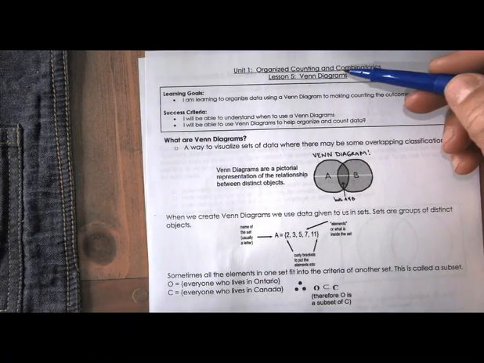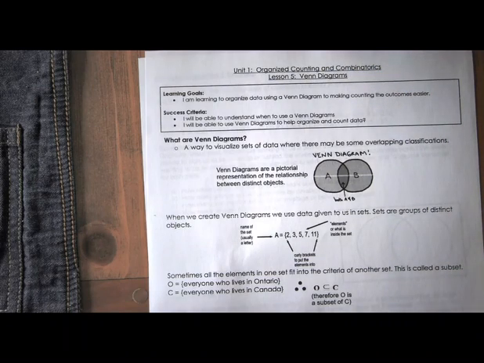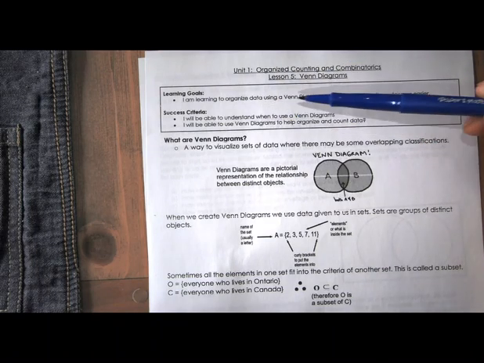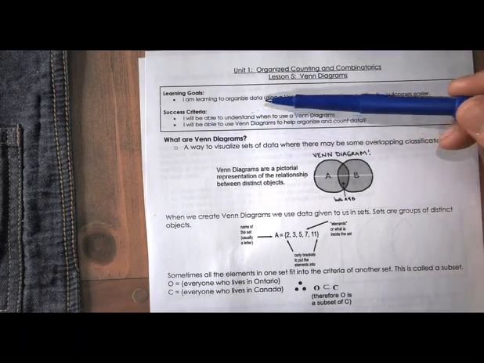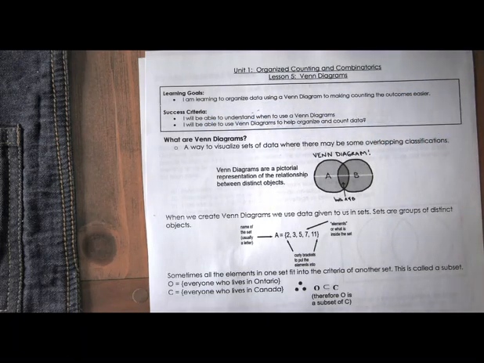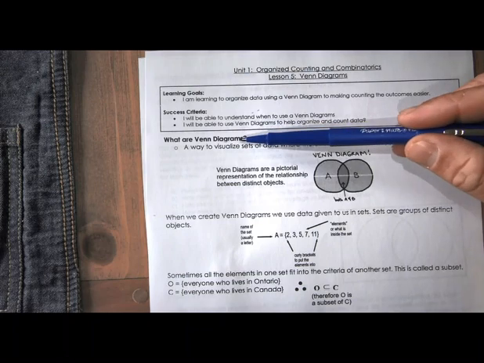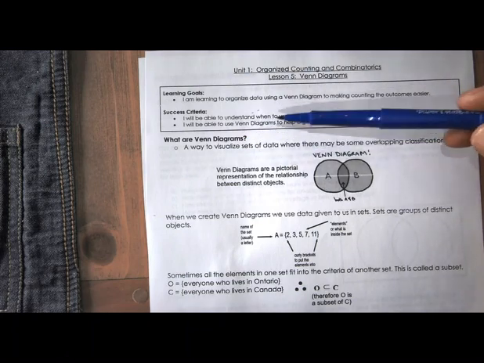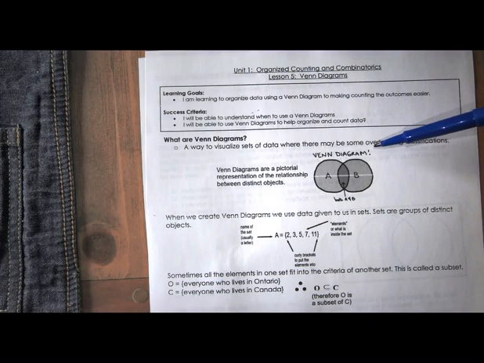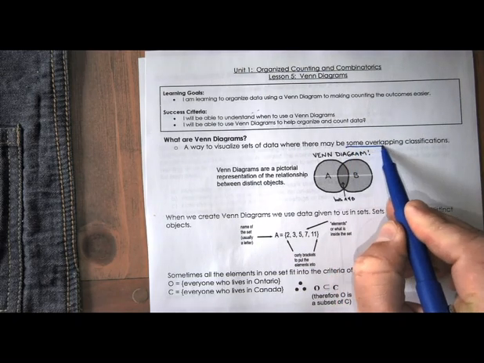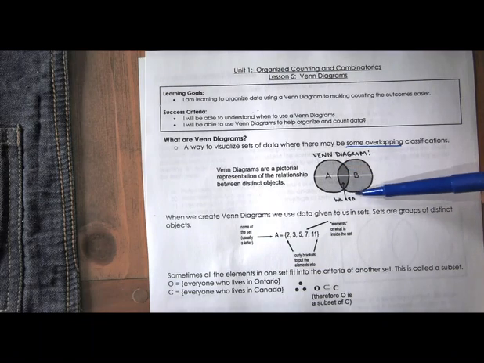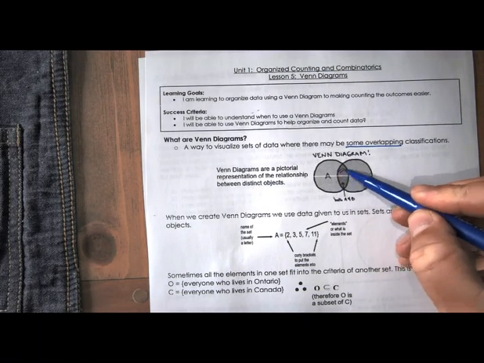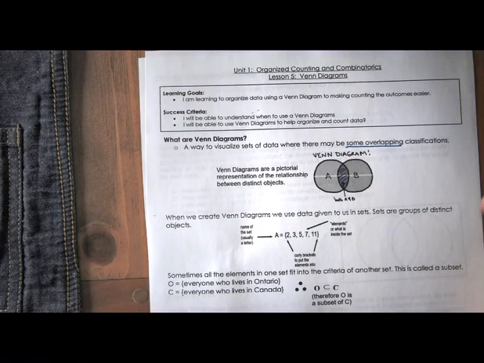So today's lesson we're going to talk about Venn diagrams and how that can be used for making counting easier. And we're going to understand when to use Venn diagrams and how we make those counting. And the idea of a Venn diagram is to visually sort sets of data where there may be some overlapping. So the idea here is I could have two things that are happening here and there's some overlap there.